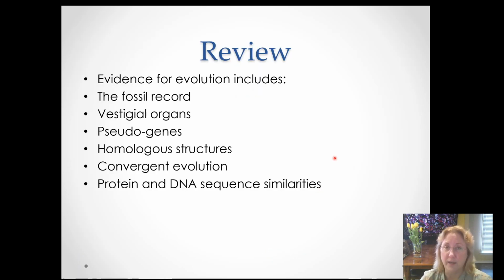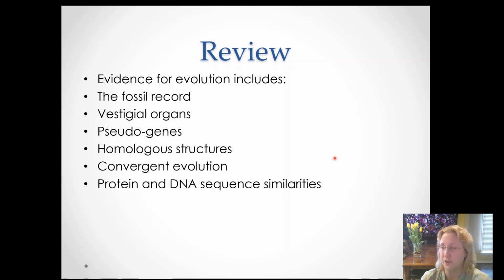We talked about the evidence for evolution: the fossil record, vestigial organs, which are even found in humans, and pseudogenes, which we could also call vestigial genes, genes that are inactivated but were used in an ancestor. Vestigial structures and vestigial organs are things that are useless in the organism it currently is in, but were useful in an ancestor.